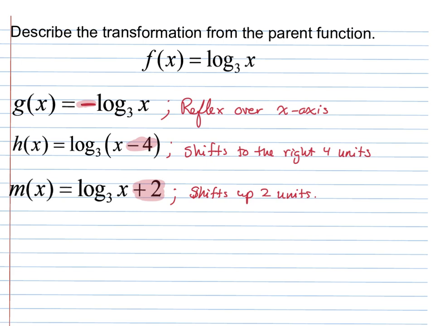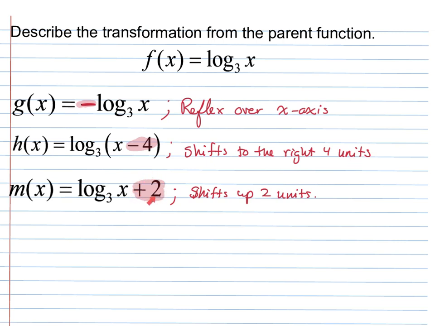On this problem, we had to describe the transformation from this function right here. So this was log 3 of x. And for the first part, or g of x, we added a negative. And that negative reflects it over the x-axis. For the next one, we subtracted a 4 with the x. Anything inside the parentheses with your x is the shift to either the right or left, depending on what this number is. In this case, because it was a negative 4, it was a right shift of 4 units.